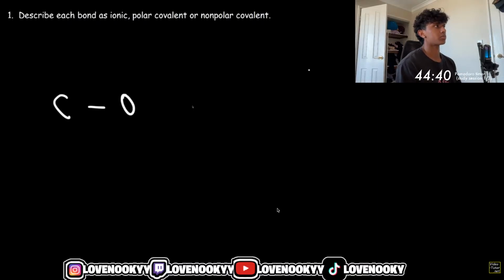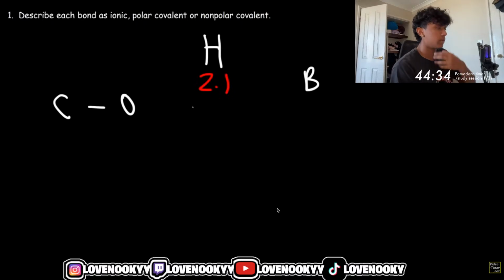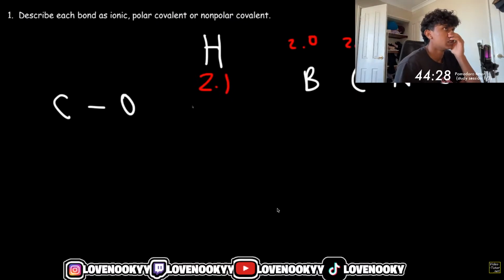So here are some numbers that you want to be familiar with. Hydrogen has an electronegativity value of 2.1. Boron is about, well, let me list out the elements: boron, carbon, nitrogen, oxygen, fluorine. So boron's about 2.0, carbon is 2.5, N is 3.0, O is 3.5, F is 4.0. And these values are based on the textbook I'm using. Some textbooks might have slightly different values, but you want to use the values based on the textbook you're using.